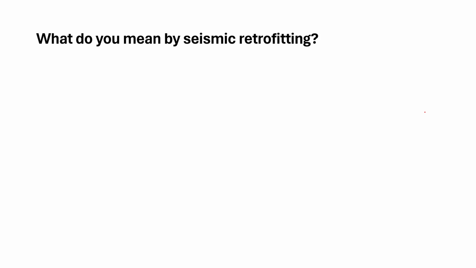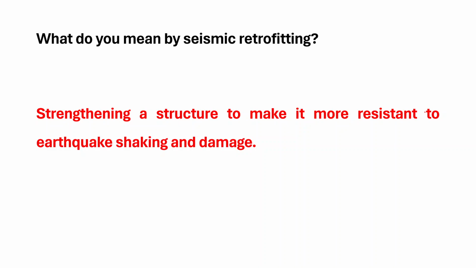Okay, so seismic retrofitting is the strengthening of a structure to make it more resistant to earthquake shaking and damage. This can be done in any kind of way. You can bolt the structures to the wall, you can bolt it to the foundation of the building, anything. So basically, you are strengthening a structure to make it more resistant to earthquake shaking and damage.